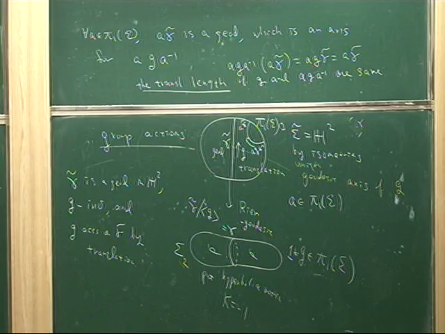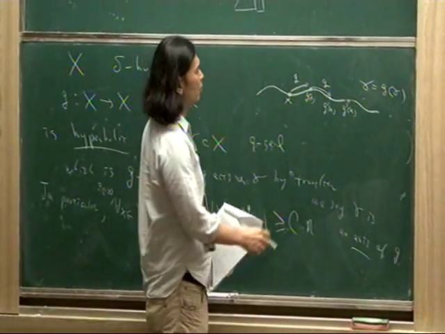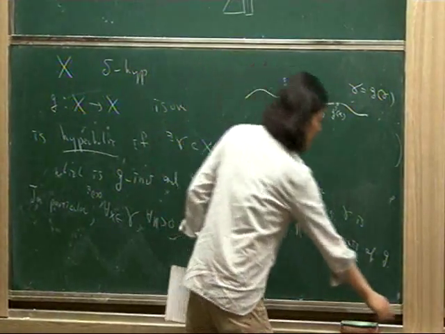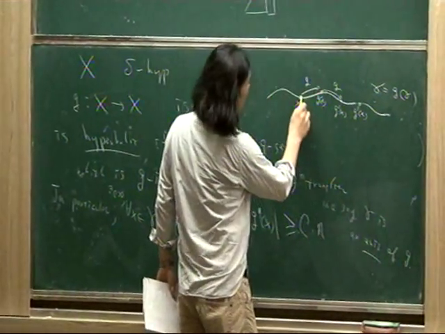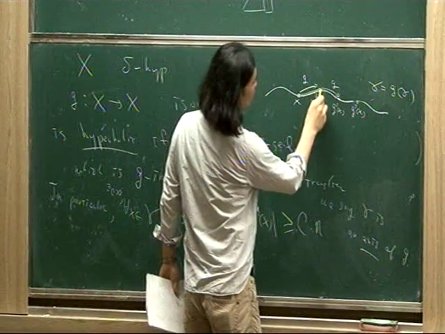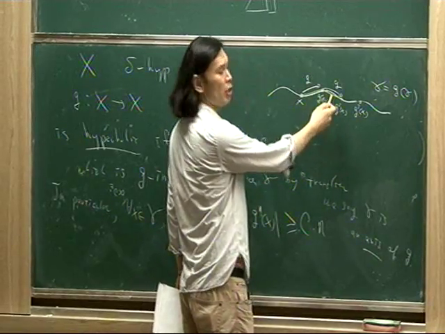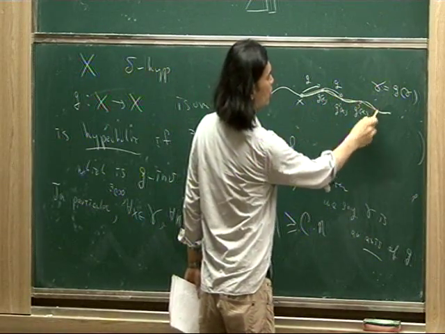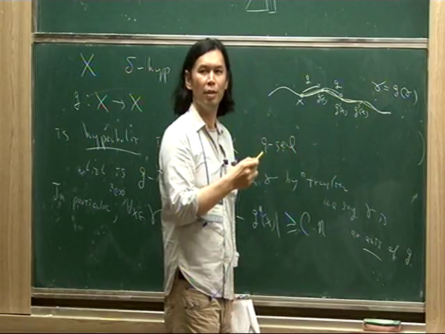Did you say this one? Oh, this is linear too, because of the triangle inequality. Yeah. In general. Right? So this is a segment, and this is the image of this segment by G. So just the triangle inequality. Right?